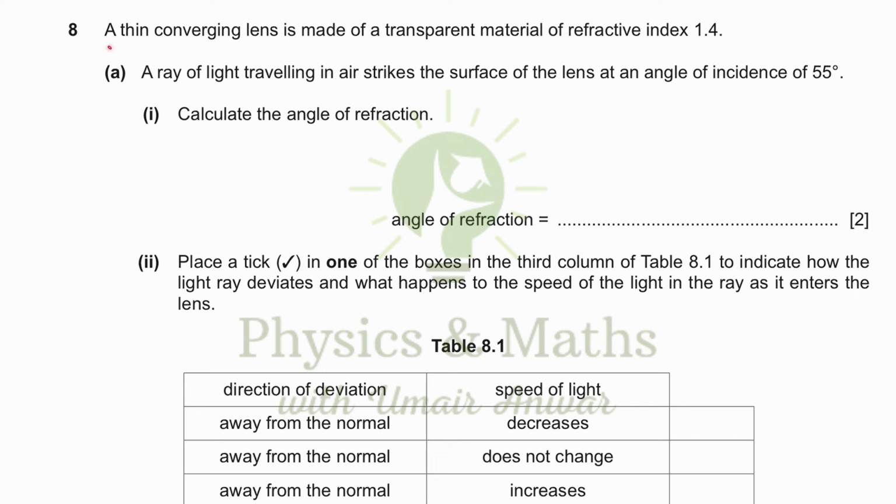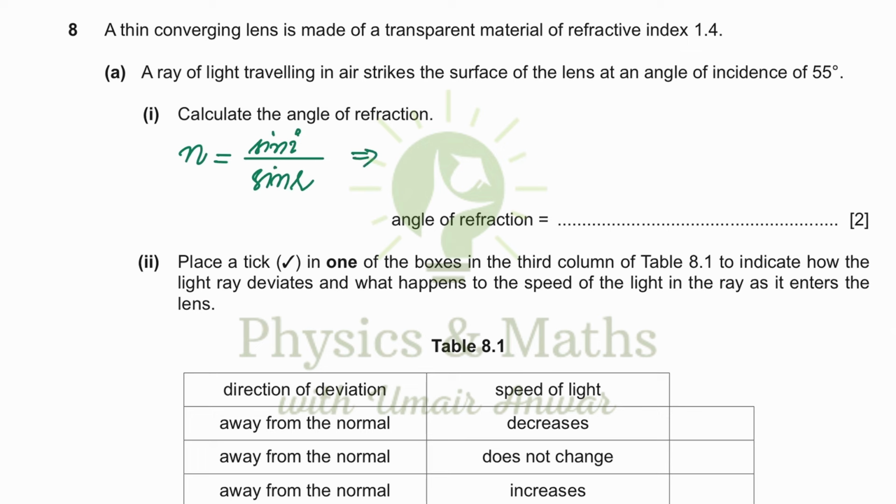It says a thin converging lens is made of a transparent material of refractive index 1.4. A ray of light traveling in air strikes the surface of the lens at an angle of incidence of 55 degrees. Calculate the angle of refraction. We are familiar with the formula that refractive index n is equal to sine i upon sine r.